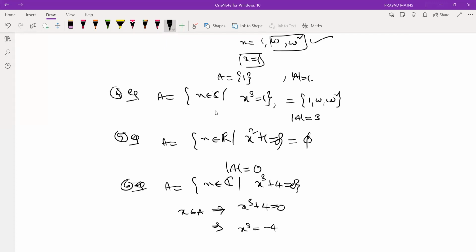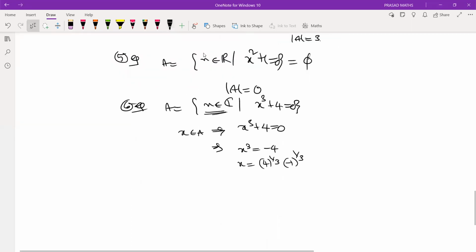x cube is equal to minus 4. Because I'm interested in complex numbers, x cube equals minus 4. So what are the roots? They are 4 power 1 by 3 times minus 1 whole power 1 by 3, that is, 4 power 1 by 3 times e to the power of (2k pi plus pi) divided by 3 into i, where k equals 0, 1, 2.